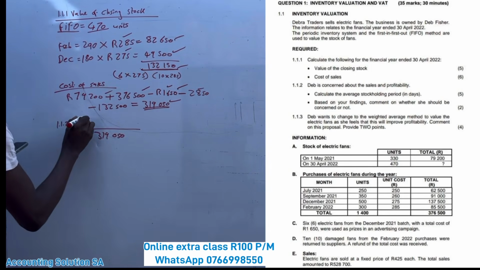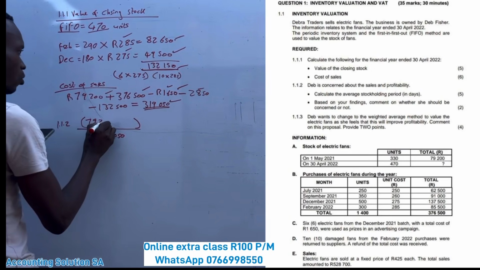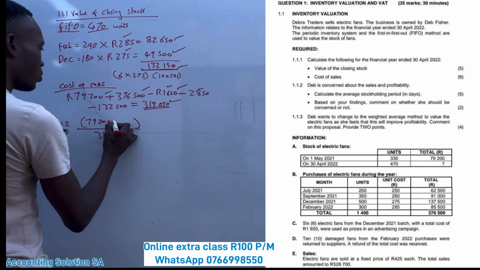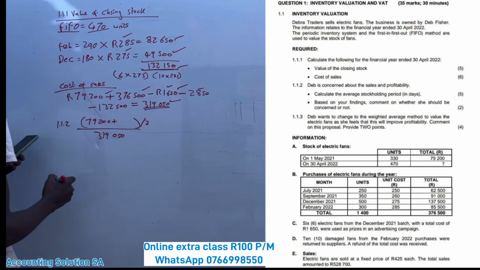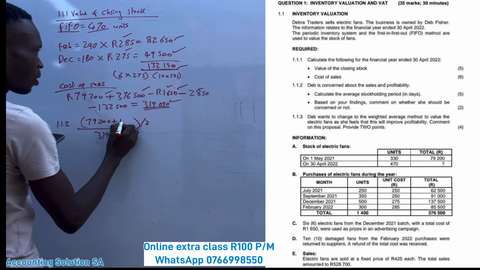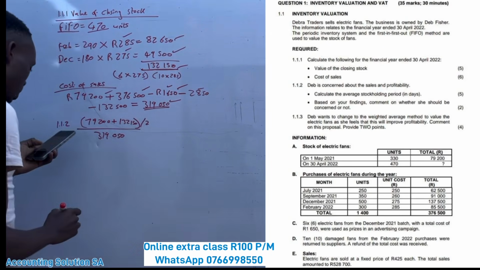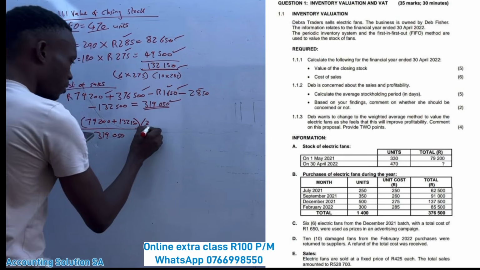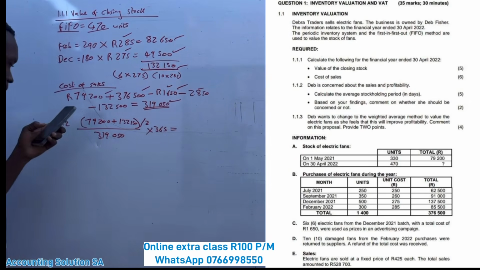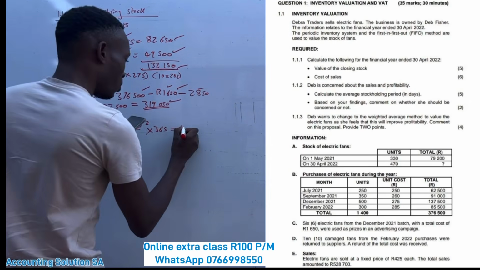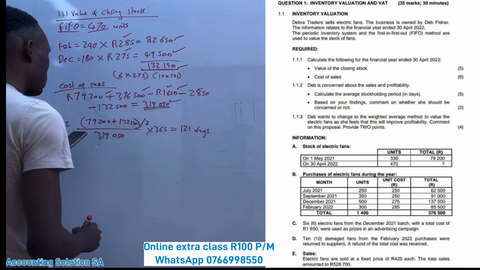Average, which means that we have to add opening, which is 79,200, and the closing, we add them and we divide by 2. I think closing is this one, 132,150. Then after that we need to multiply by 365 so that we can get days. If you do this, it's going to give you 121 days.